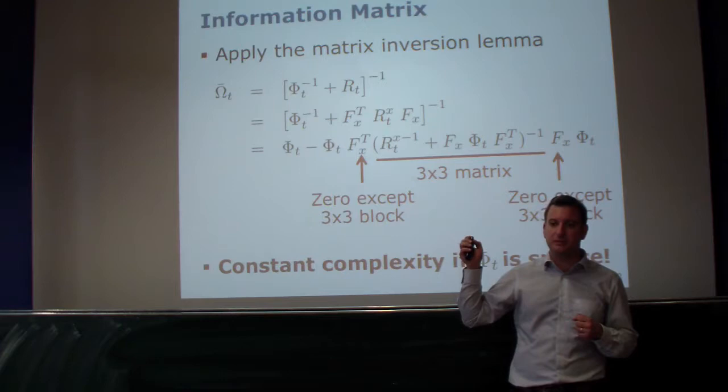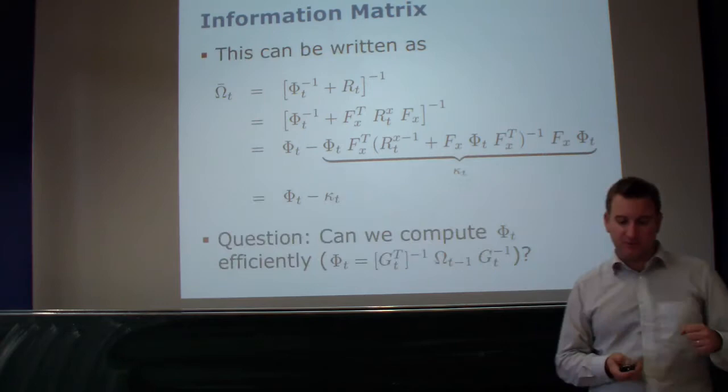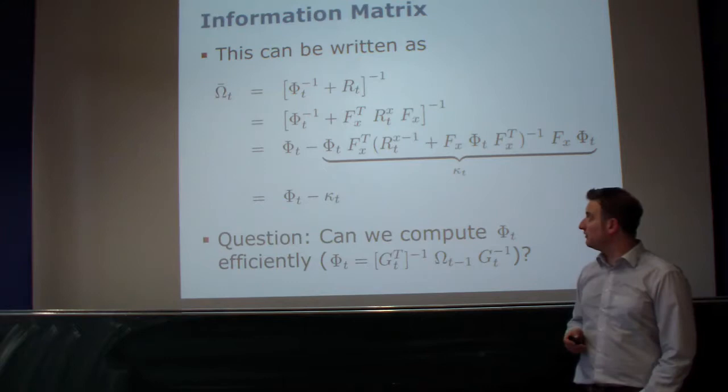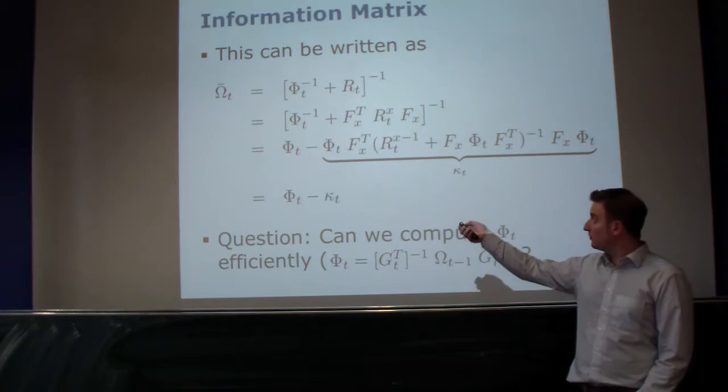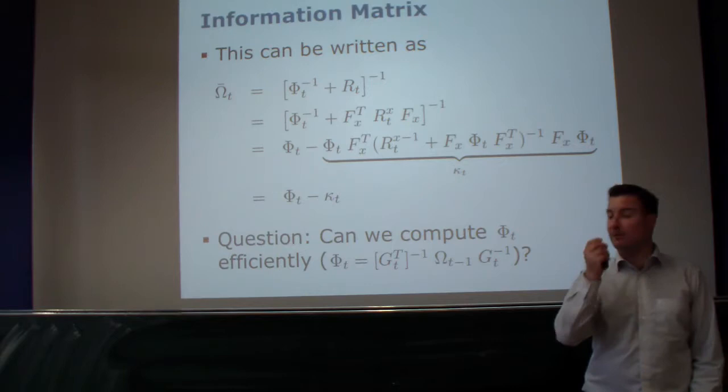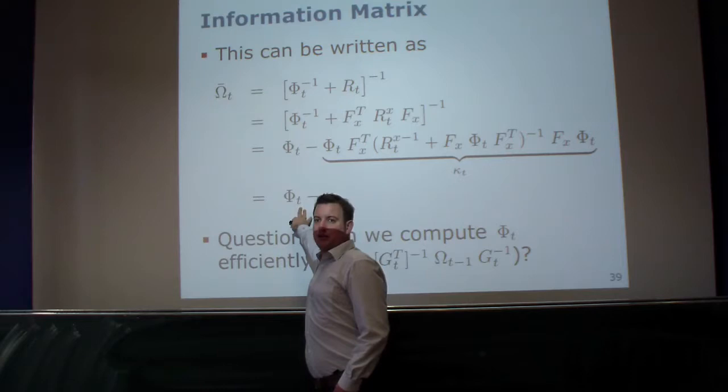Right? Okay. So to simplify all the expressions, you just replace this term by this kappa t. And the question is, can we actually compute this variable here in an efficient way? So now it's not the inverse anymore, because it was up here. It's not inverse anymore. But fine. So can we do this computation efficiently? That's the next step. We try to compute this term with this guy over here. We now want to compute it efficiently.